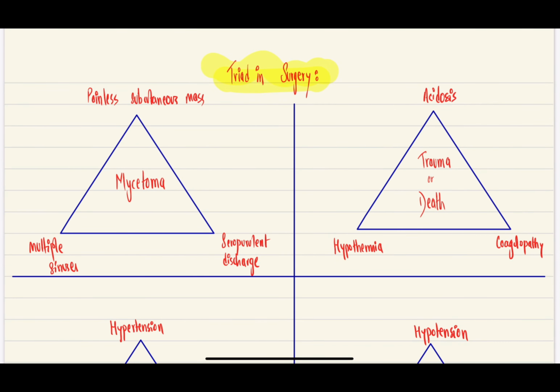In this video, we will discuss triads in surgery. The first triad we have is for mycetoma: multiple sinuses, discharge, and a painless subcutaneous mass. Next is the triad of trauma or death.